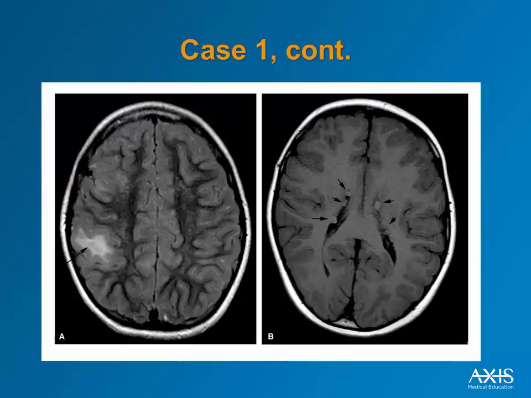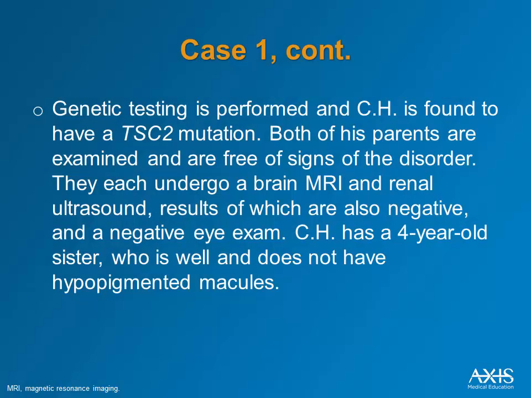The MRI on the left shows one of the cortical lesions, and in panel B on the right, the arrows point to many subependymal nodules in this child. He actually has genetic testing performed and in fact is found to have a TSC2 mutation. Both of his parents are examined for skin lesions and are found to be free of signs: no hypopigmented macules using a Wood's lamp exam, no shagreen patch, angiofibroma, ungual fibromas, or collagen plaques.